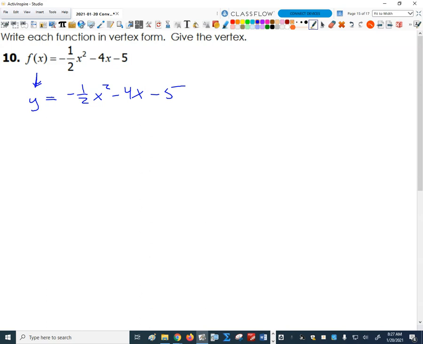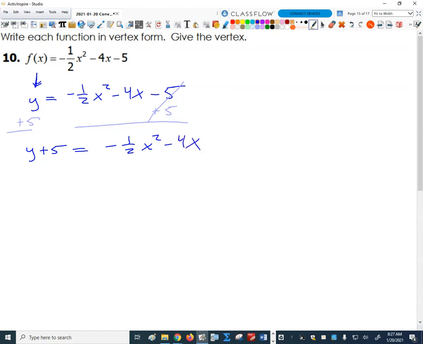Okay, now what? We have to get x squared plus bx on the right side, something of that form. So we have to get rid of this extra term. We're just going to add 5 to both sides. Okay, so we're going to get rid of that. We're on our quest to get x squared plus bx on the right side. So that leaves us with y plus 5 equals negative 1/2 x squared minus 4x.